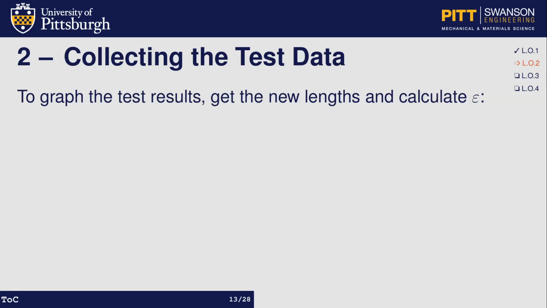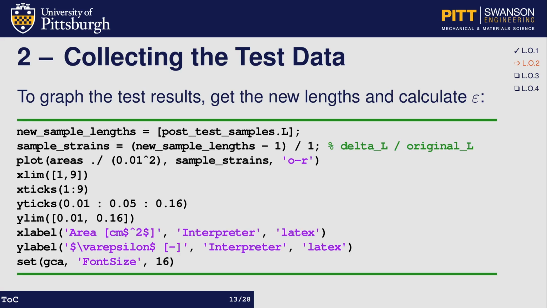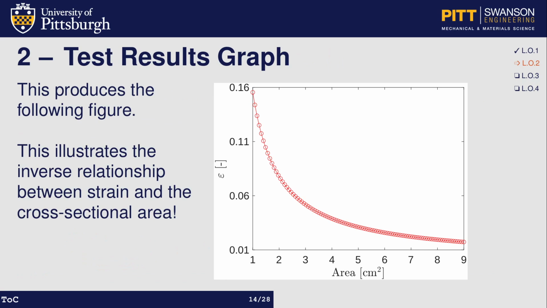Now, to graph these results, we can get the new lengths of each sample and then calculate the strain values, and then we can also just add some plotting commands. This produces the following figure. Here we see the inverse relationship between the strain and the cross-sectional area.